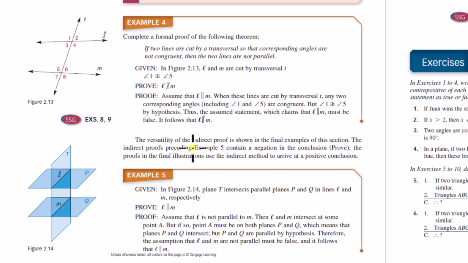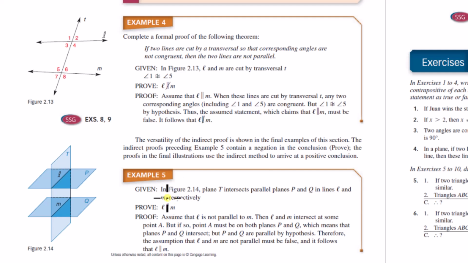The versatility of the indirect proof is shown in the final examples of this section. The indirect proofs preceding example 5 contain a negation in the conclusion. The proofs in the final illustrations use the indirect method to arrive at a positive conclusion. We were told that one criterion for when to use an indirect proof is if you have statements like, if this is not true, then that's not true. But you can still use an indirect proof even if it's not involving these negative statements in the proof.